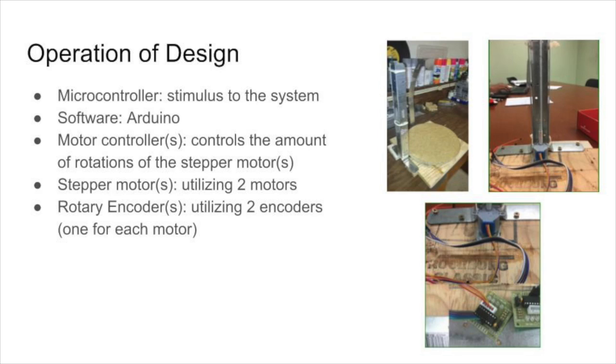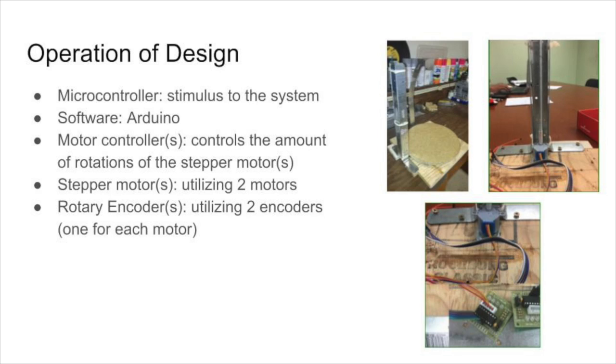One of the two stepper motors is for the turntable on which the object is being scanned, and the second one is used for the vertical axis on which the sensor is going up and down. With two stepper motors, we also have two rotary encoders, which will track the amount of rotations in which the stepper motors rotate.